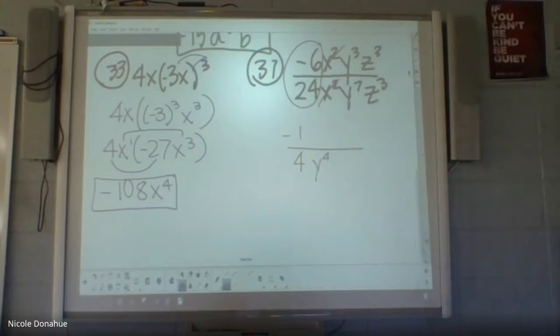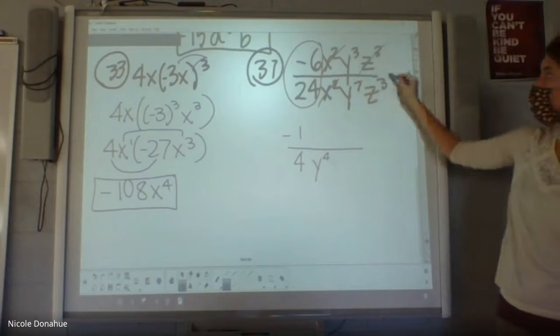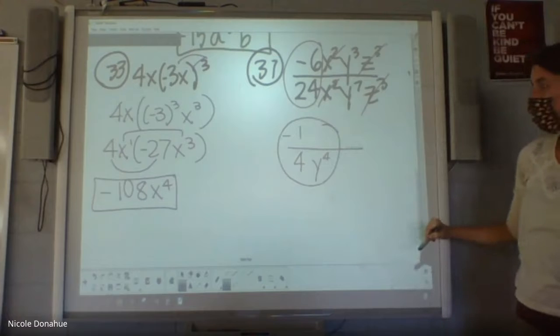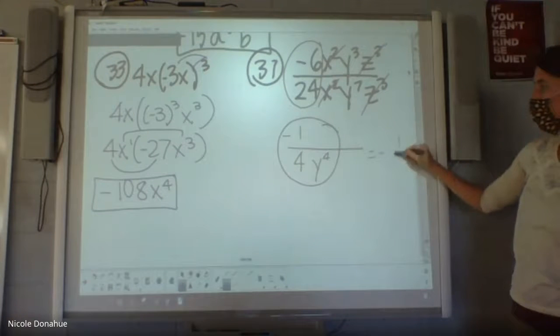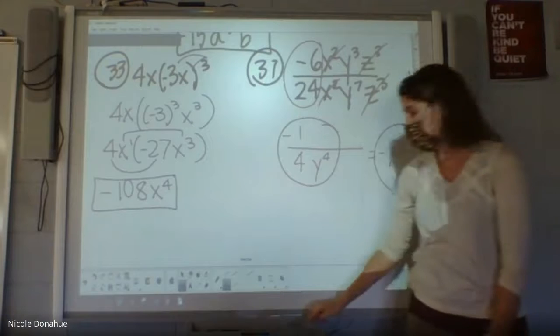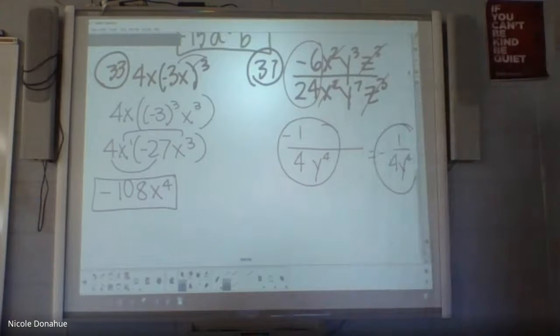I'm going to put y to the 4th on the bottom. And then these just cancel. So this is all I'm left with. So you can put the negative out in the front, it doesn't matter. That's fine as well. But the 1 again has to be there. Okay. Questions?